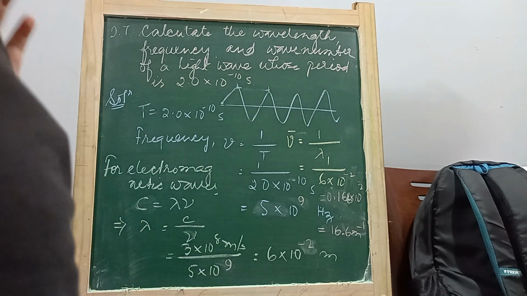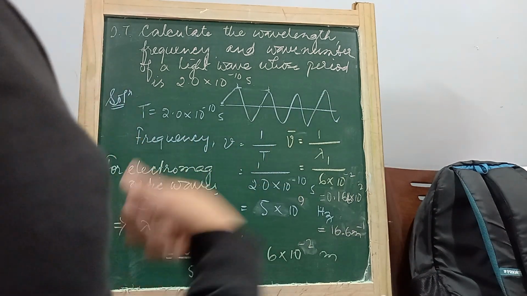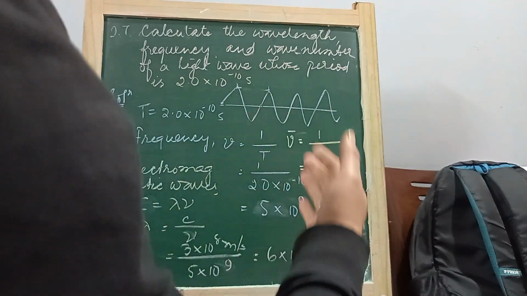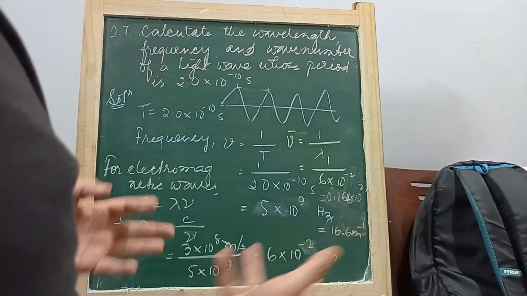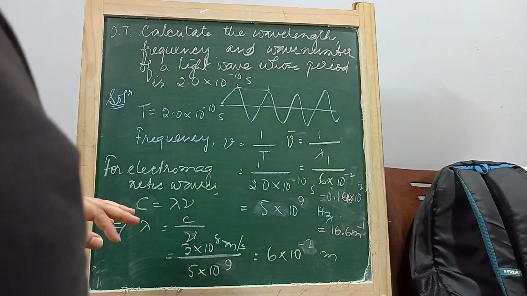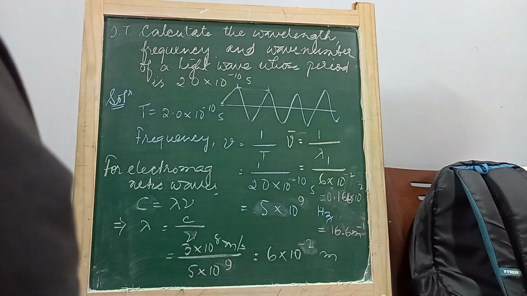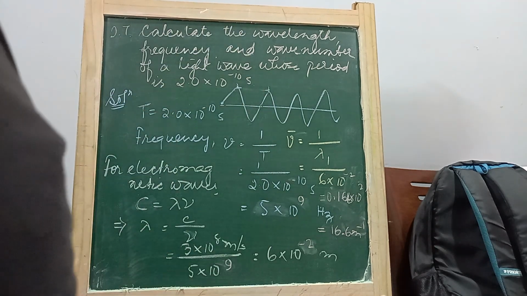This is around the frequency of microwaves in the electromagnetic spectrum. 10^14 is visible rays, then comes infrared, then microwave. This region, 10^9 hertz, is that of the microwave. So what about the wavelength? Now we have calculated the frequency. Let's calculate the wavelength.